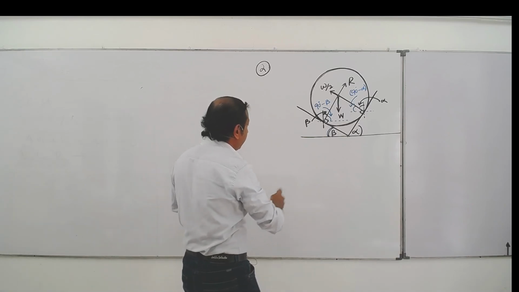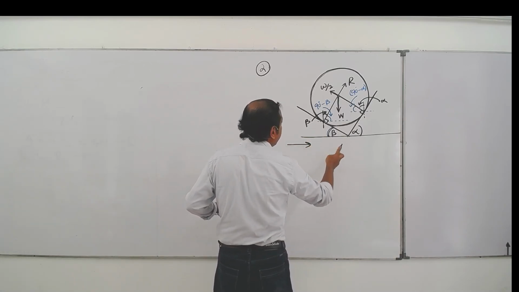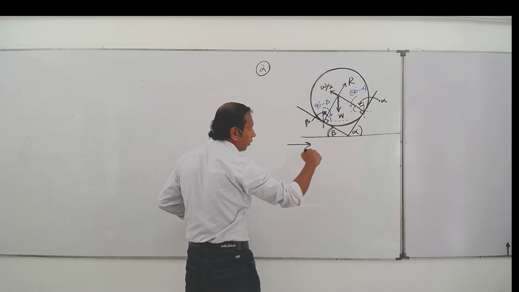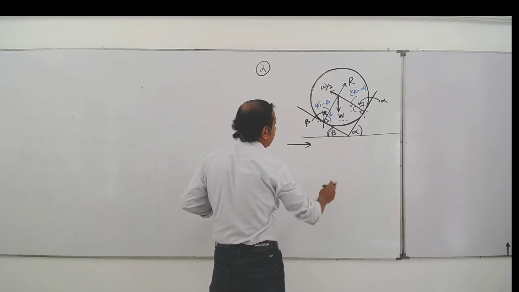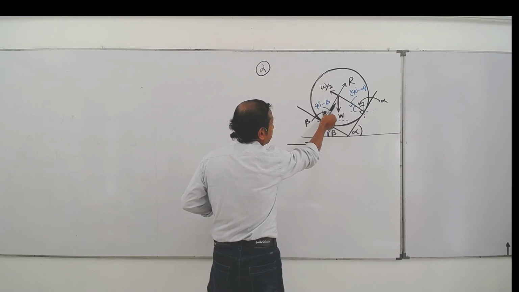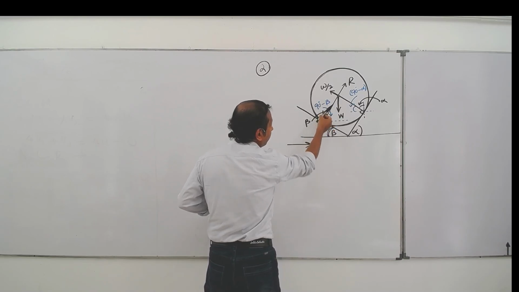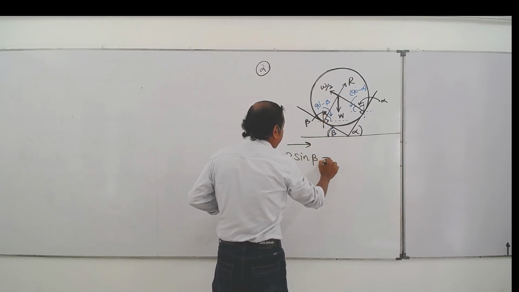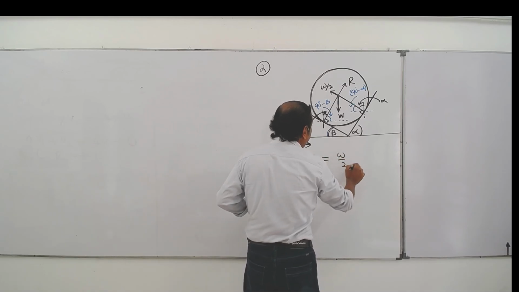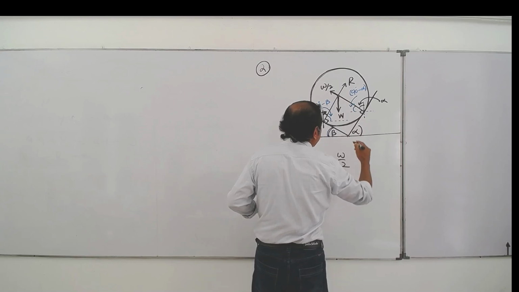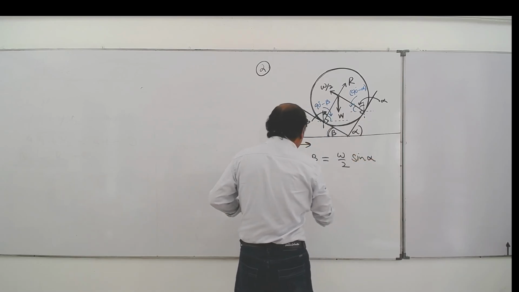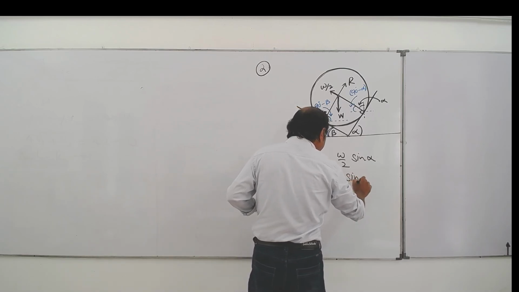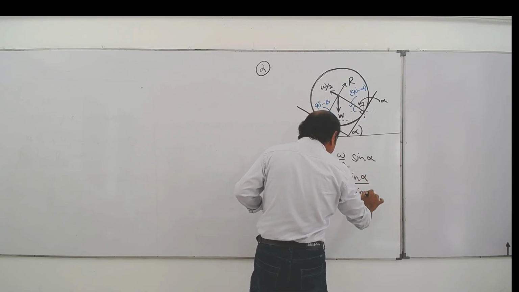When we resolve horizontally for the equilibrium, we get W by 2 cos 90 minus alpha, which is sin alpha, and R cos 90 minus beta, which is sin beta. So R sin beta is equal to W by 2 sin alpha, thereby we get R equals W by 2 sin alpha over sin beta.